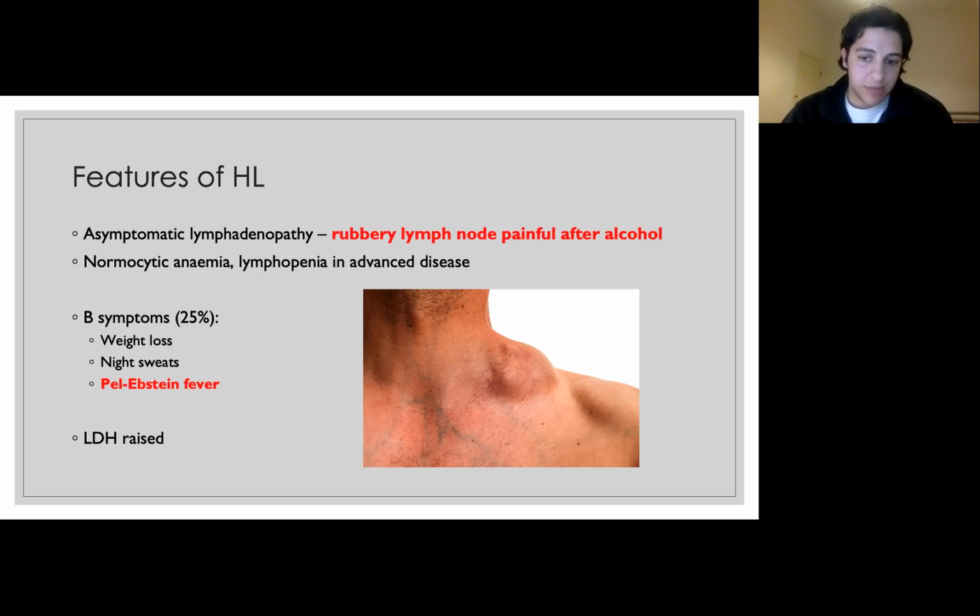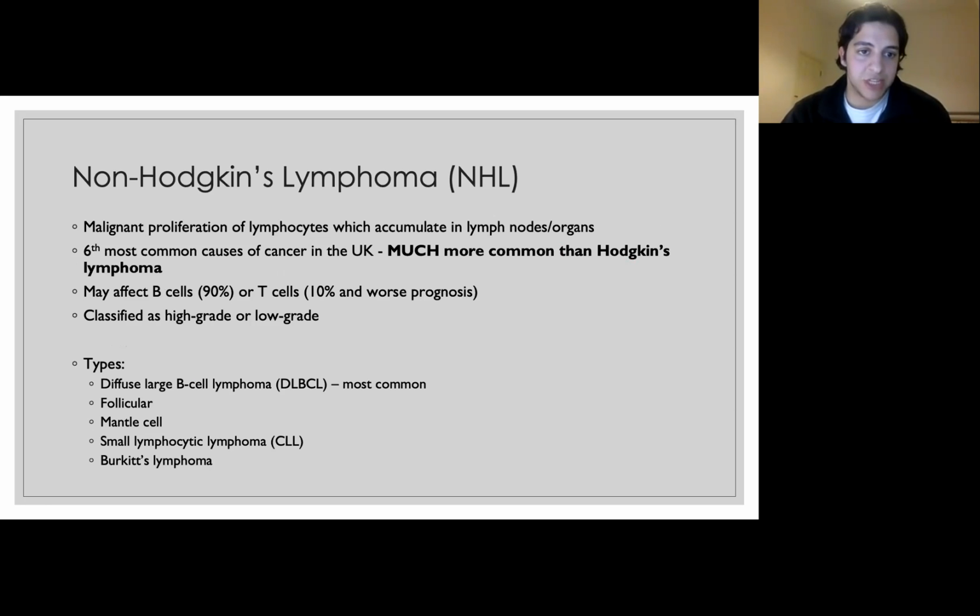So that's Hodgkin's lymphoma. Moving on to non-Hodgkin's lymphoma. So this is the same. It's malignant proliferation of lymphocytes which accumulate in the lymph nodes and organs, but this time without the presence of Reed-Sternberg cells. In contrast to Hodgkin's lymphoma, it's a lot more common. It's the 6th most common cancer in the UK. This can affect the B cells or the T cells, much more common in B cells. And if it affects the T cells, it carries a worse prognosis as well.